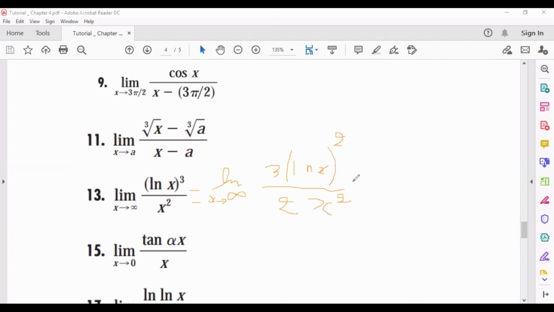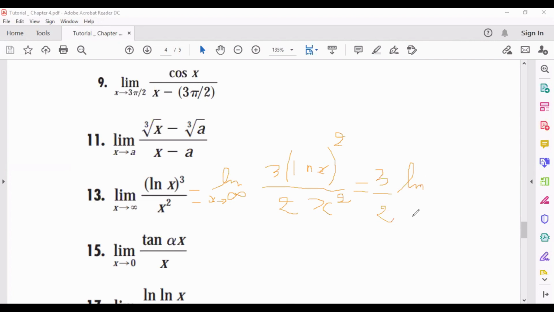Once again, it's infinity over infinity. Of course I can write 3 over 2 outside. It's a constant. But once again, I have the same problem. But it's a little bit better. Why? Because it was ln x to the 3. Now it's ln x to the 2. Then once again, I have to apply the same rule.